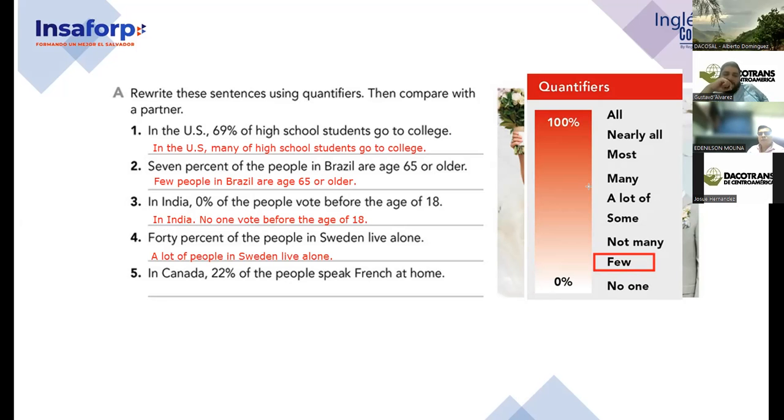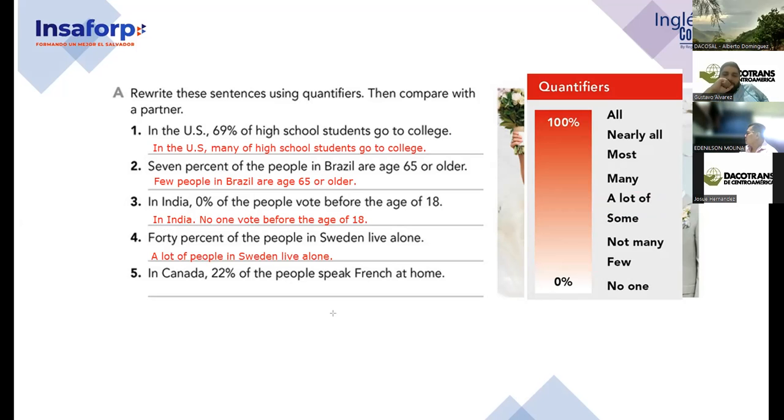Miren, aquí Ellen Nilsson utilizó esta, a lot of. Which one would you use? Okay. A lot of or few? Yes, a lot. It's a lot of, yes. Okay. It's okay. So, yes, you did an excellent job, you see?